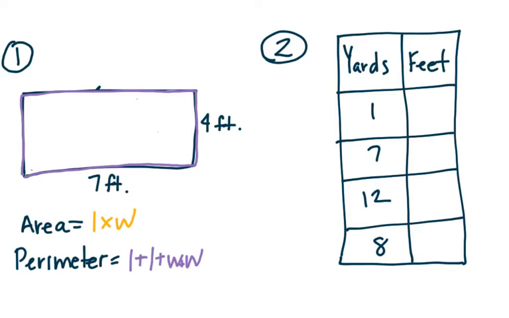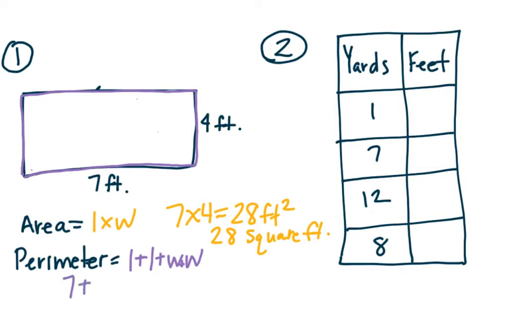So in the rectangle, the length is 7, the width is 4. To figure out the area, I take 7 times 4, which is 28 feet squared, or I could write 28 square feet, but you need that label on there. Perimeter would be to take the length, 7 plus 7, because there's 2 sides, and the width, 4 plus 4. 7 and 7 is 14, and 4 and 4 is 8. 14 plus 8 is 22, and we just label that with feet.